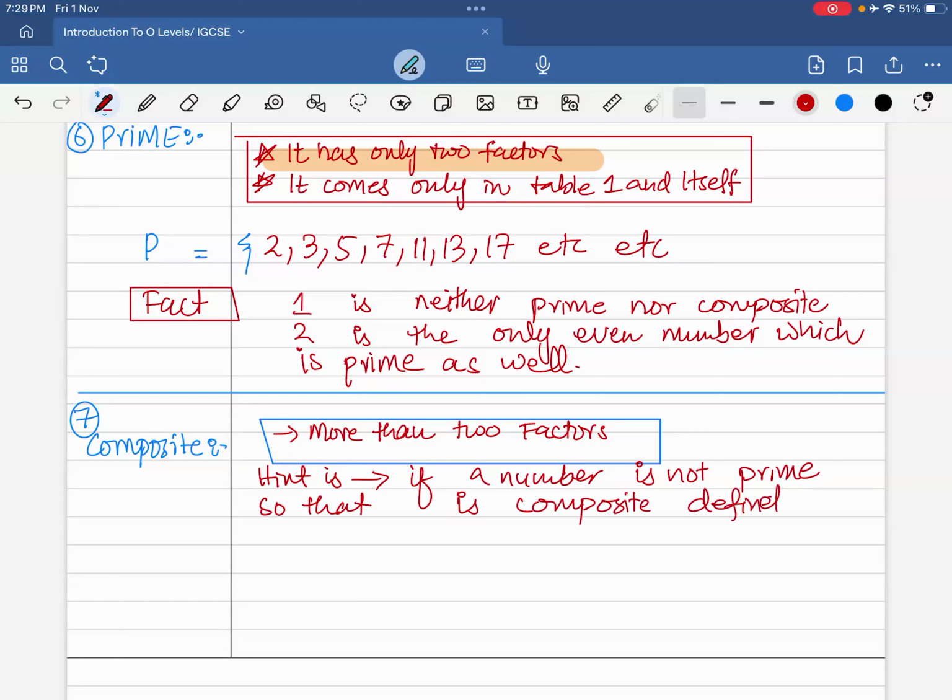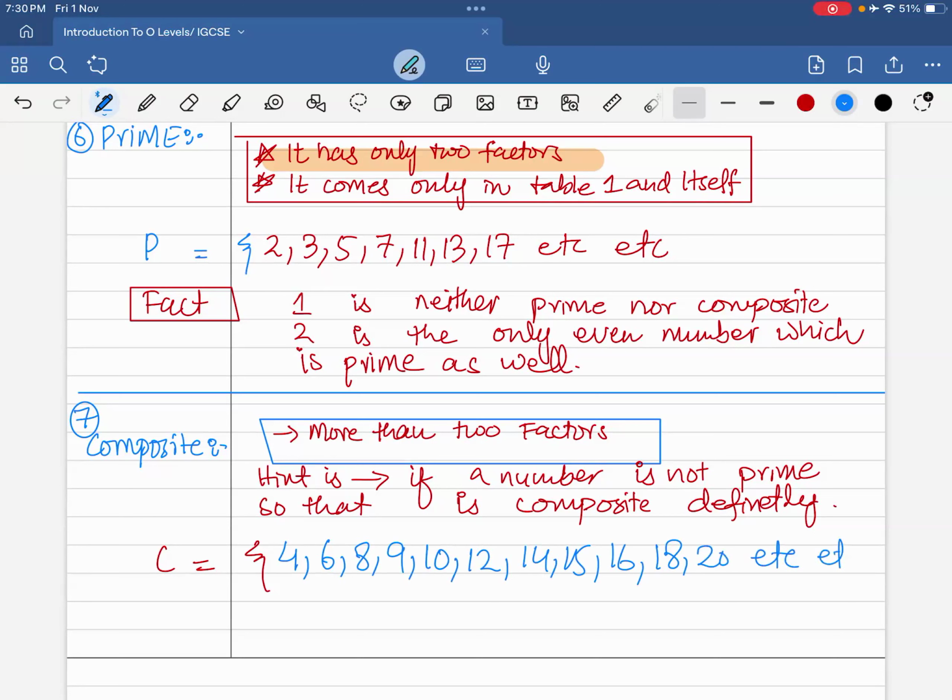Yes or no? Any problem so far? So the composite numbers are, if a number is not prime, then it is composite. In the beginning, I stated one thing, that 1 is neither prime nor composite. I cannot write 1 in composite as well. 2 is a prime number, 3 is a prime number, but 4 is not prime. 5 is prime, 6 is not prime, 7 is prime, 8, 9 and 10 are not prime, 11 is prime, 12 is not prime, 13 is prime, 14, 15, 16 are not, 17 is prime, 18 is not, 19 is prime, 20 is not, etc. Any problem?